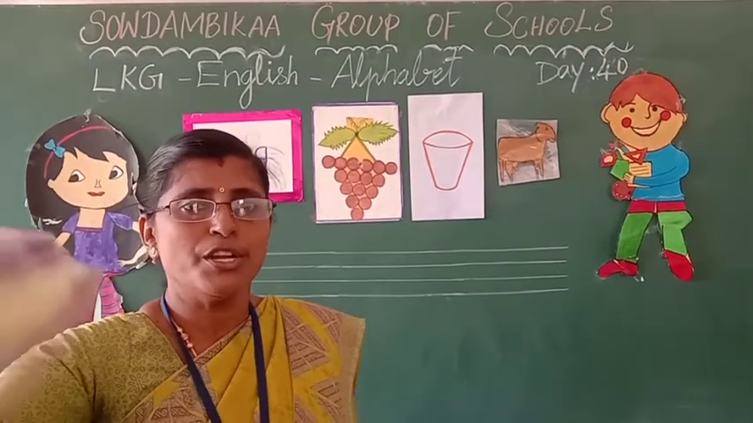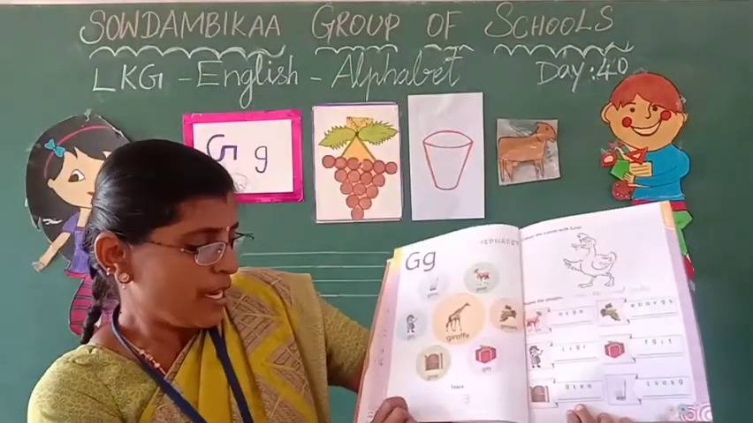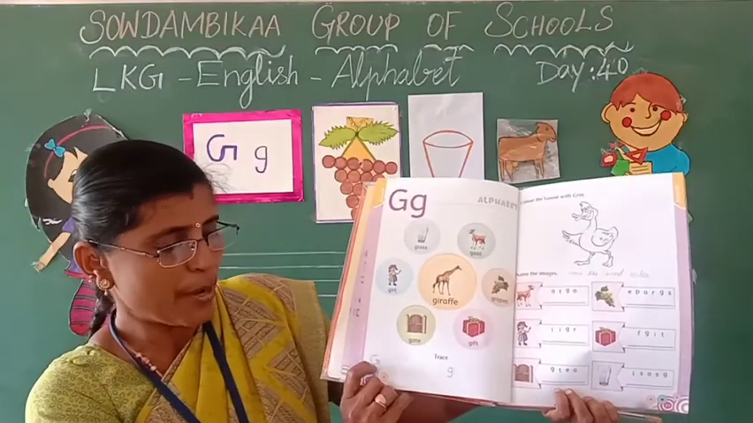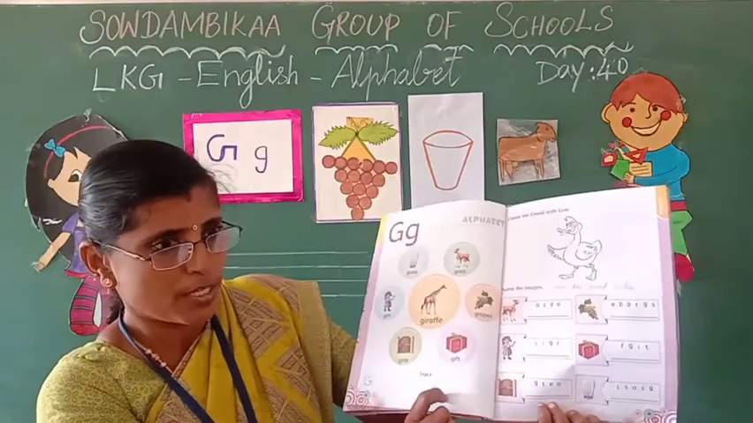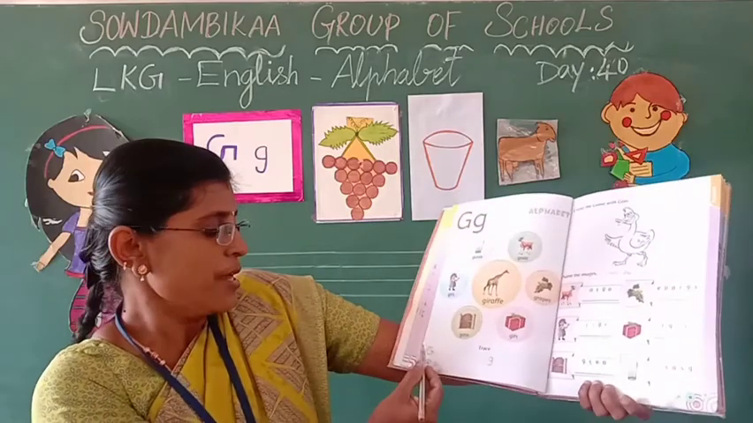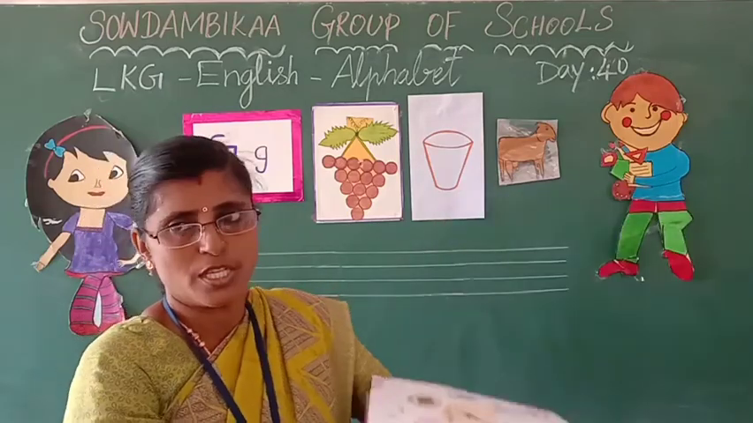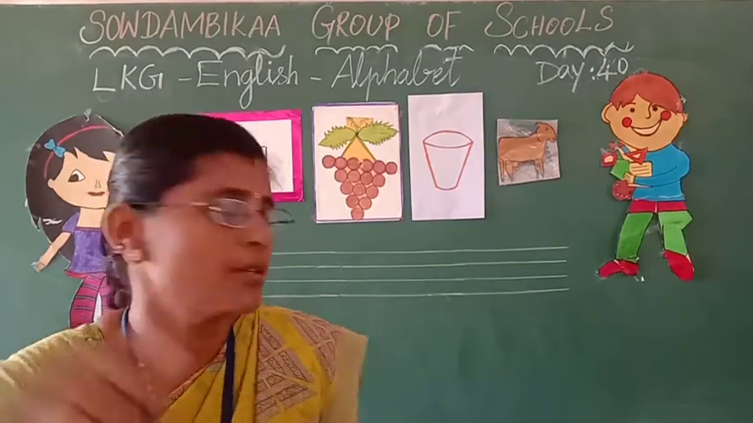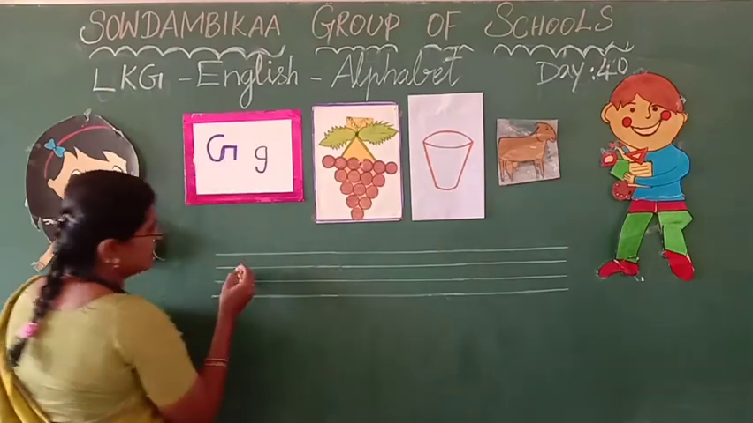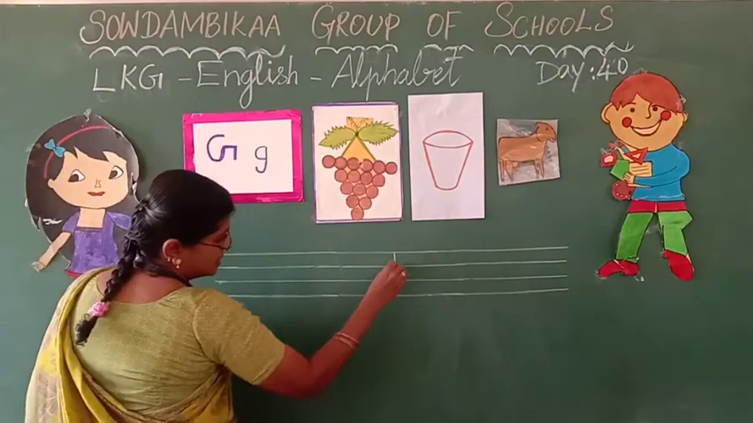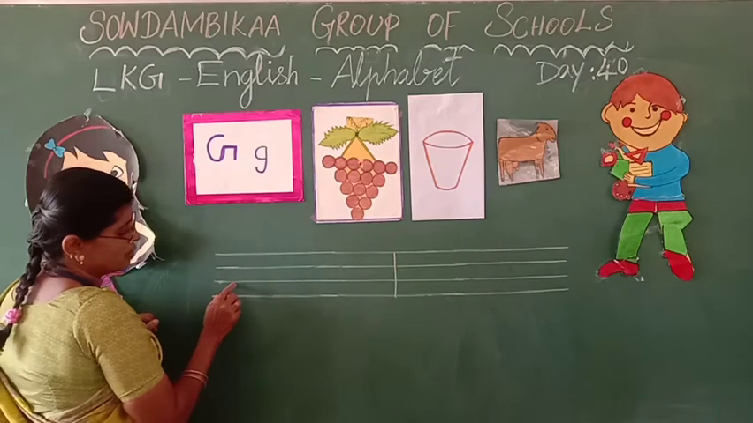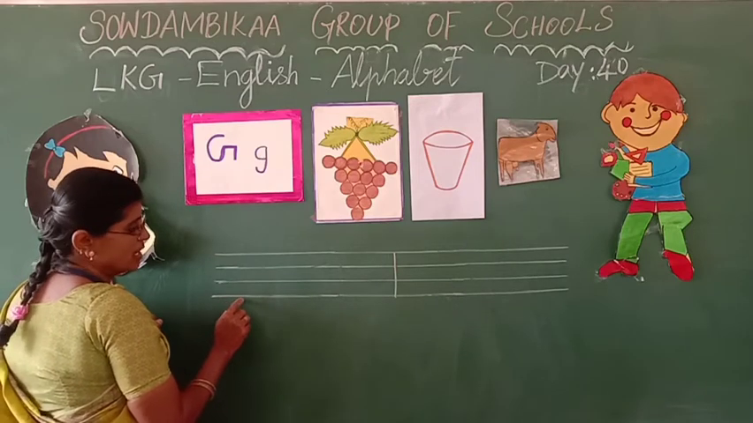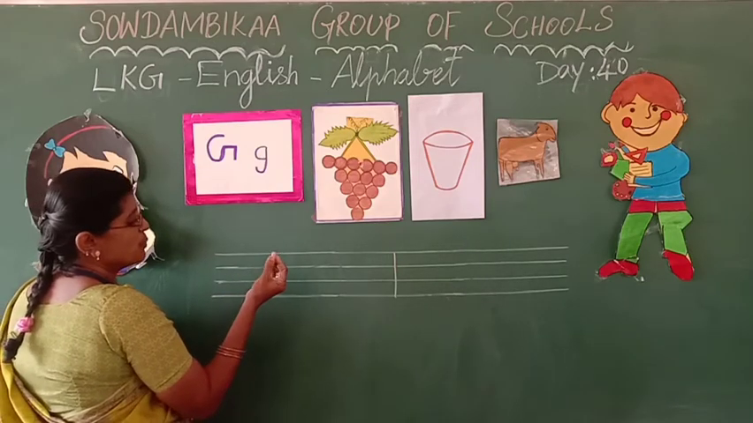Dear cuties, take your first term book. Write the book word. Capital G, small g. Take your pencil and a book. Dear cuties, first red line, second blue line, third blue line, fourth red line. Dear cuties, keep your pencil.